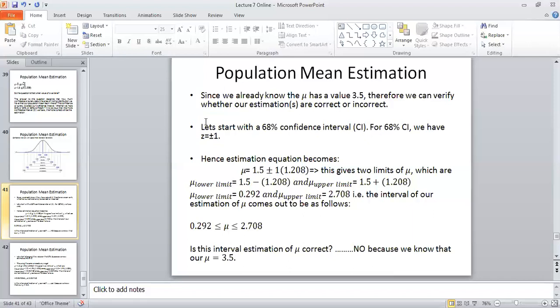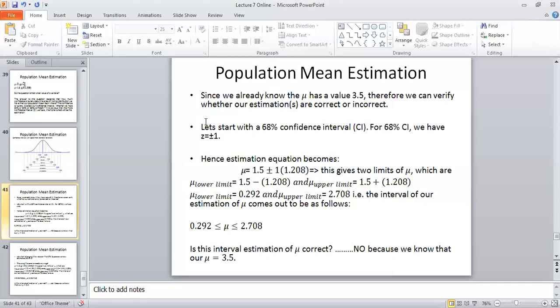Now this is our estimate of the population mean. If we don't know the population mean, then this estimate is interpreted to mean that the population mean can be found between these two values, 0.292 and 2.708, at 68% confidence interval, right? This is what we mean. But since we know that our population mean is 3.5, this means that this interval estimate, although calculated correctly, is not a good estimate. It actually does not contain our population mean.